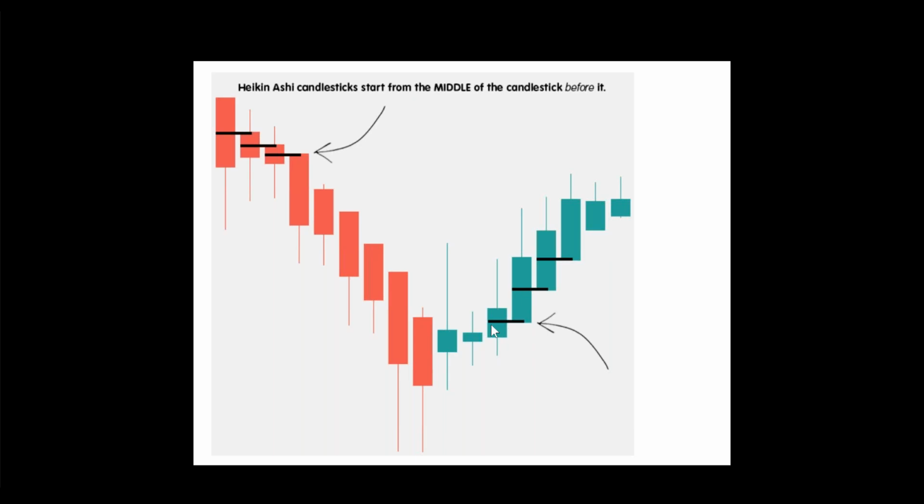Now, one little side note here. You notice that each candle starts in the middle of the previous candle. You always start the current candle on a Heiken Ashi in the middle of the previous candle.